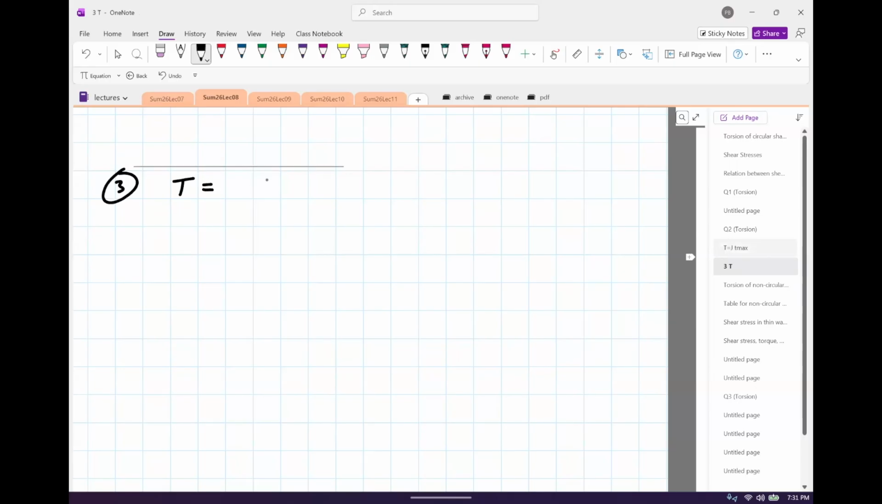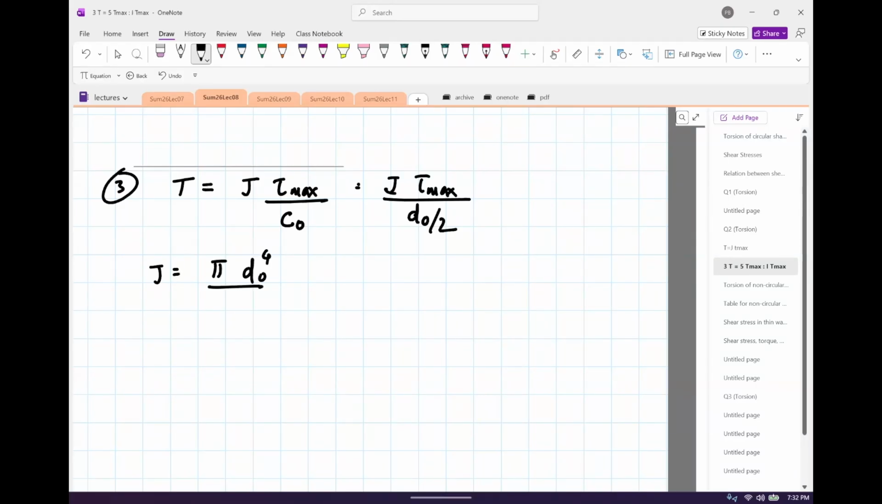So the formula is torque equals J times tau max divided by the radius. So the radius is normally C outer, right? C outer is going to be D0 divided by 2. Okay, so what is J? We can again look at the appendix. It is pi D outer raised to 4 divided by 32.